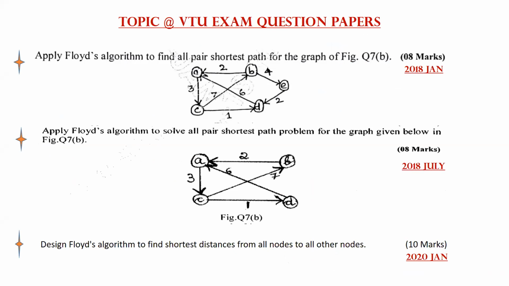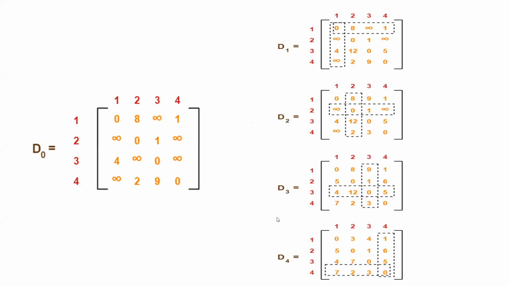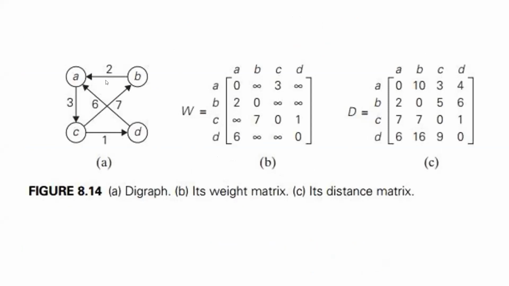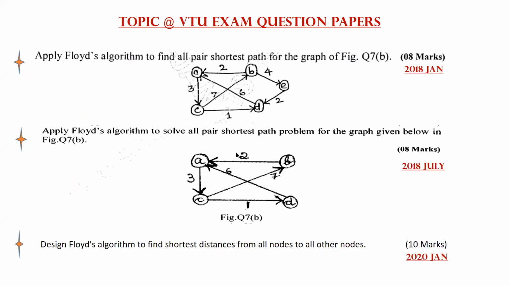Just the application of Floyd's to come up with the distance matrix. Then apply Floyd's algorithm to solve all pair shortest path for the given graph. I think we have discussed the same graph now, with 2, 3, 1. Yes, we have discussed the same graph. It was asked in 2018 for 8 marks. Next, design Floyd's algorithm, which means you have to write Floyd's algorithm as it is. For 10 marks, it has been asked.